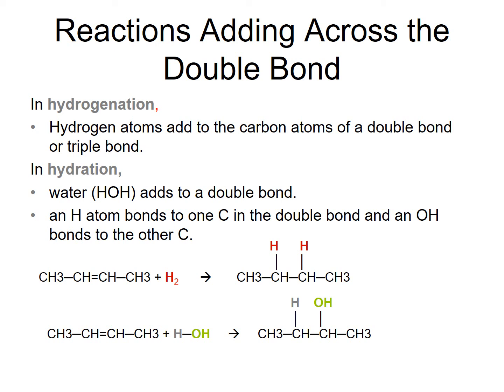Or you can hydrate. Hydration is the addition of water. And in a chemical reaction with a double bond, adding water means you add H to one of the carbons and OH to the other carbon. And so you make an alcohol out of an alkene and water. So an alkene and water can make an alcohol. An alkene and hydrogen can make an alkane.